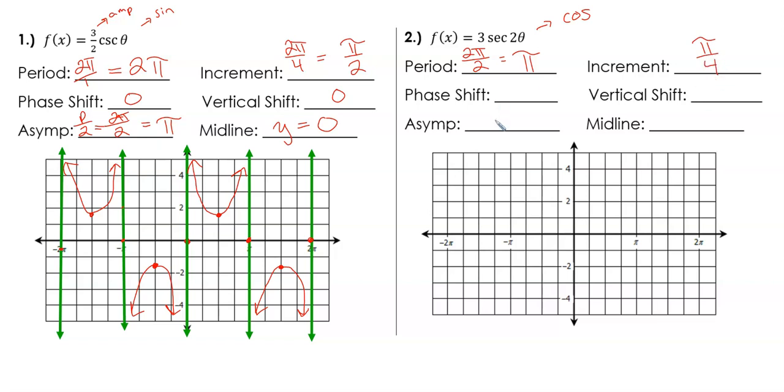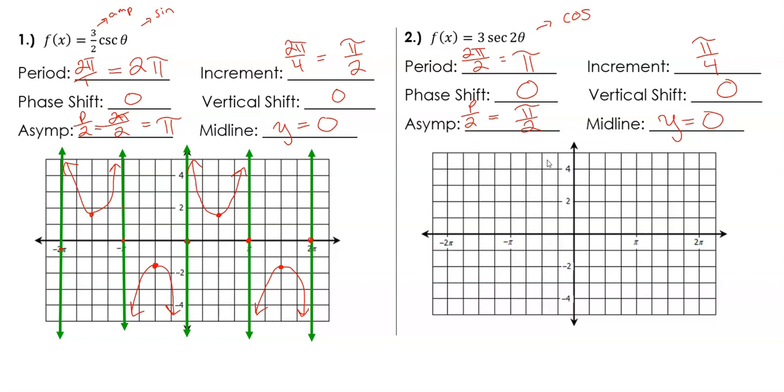Okay. My phase shift here, I'm not adding or subtracting anything. So my vertical shift is still 0, my phase shift is still 0, my midline is still at 0. All right. Again, for my asymptotes, I'm going to take the period and divide it by 2. So it's going to be every pi over 2 is going to be an asymptote.